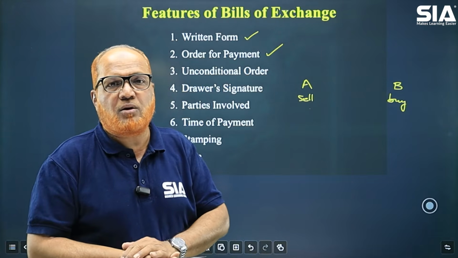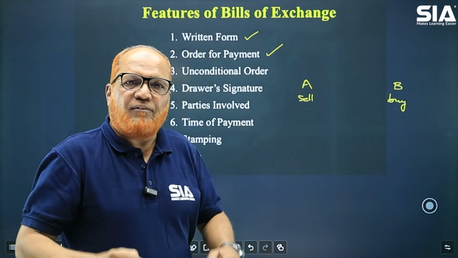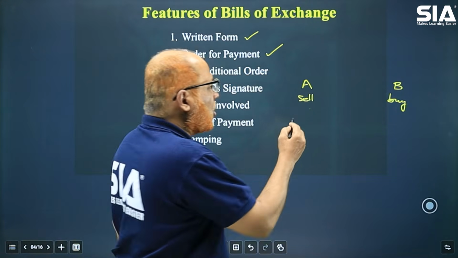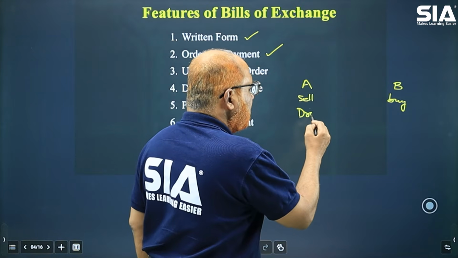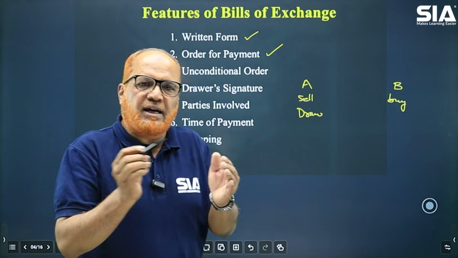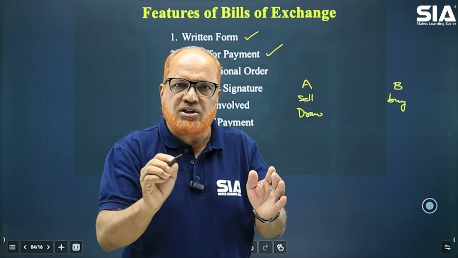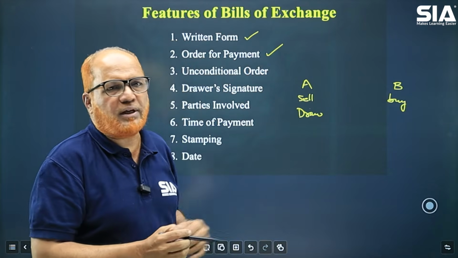So some document is required. In this case, A sold goods to B. After selling the goods, he will draw a bill. A will draw a bill on B. And after getting the bill, B has to accept the bill and sign it and return it back to A.